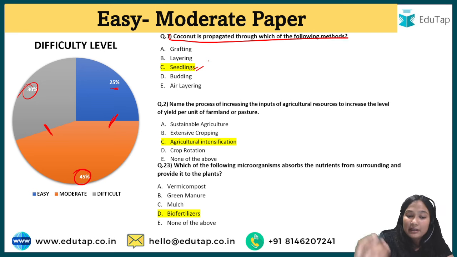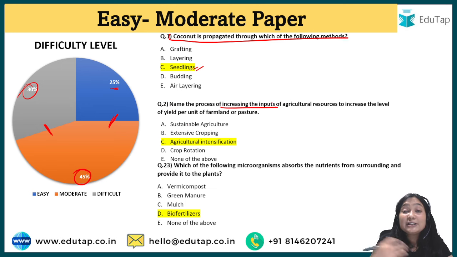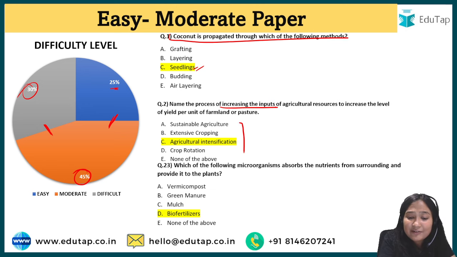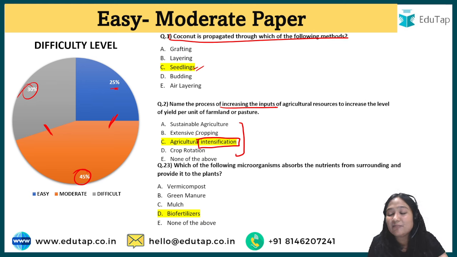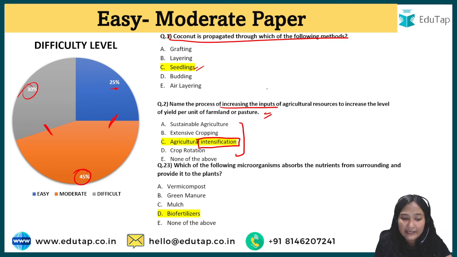Now the second question was, if you are increasing the input, what will be that process? In this case, if you go through the options and you know the meaning of intensification, you might have been able to answer it, although you might not have read the chapter. Again, the third question: which of the following microorganisms absorb the nutrients from the surrounding and provide it to the plant?